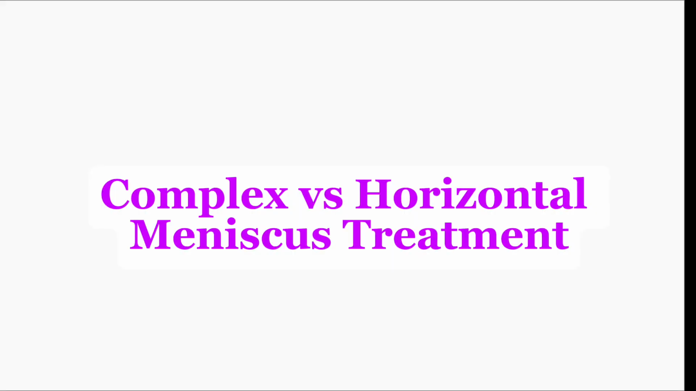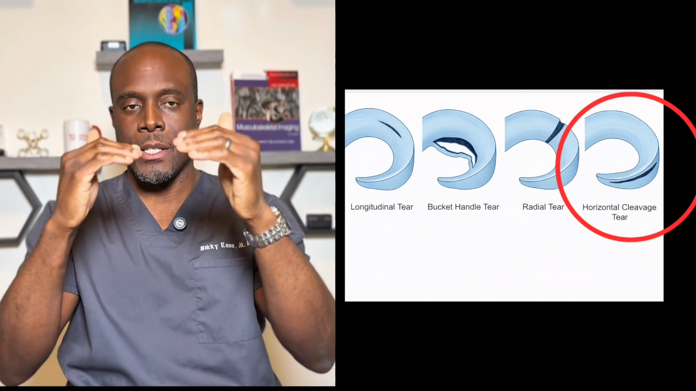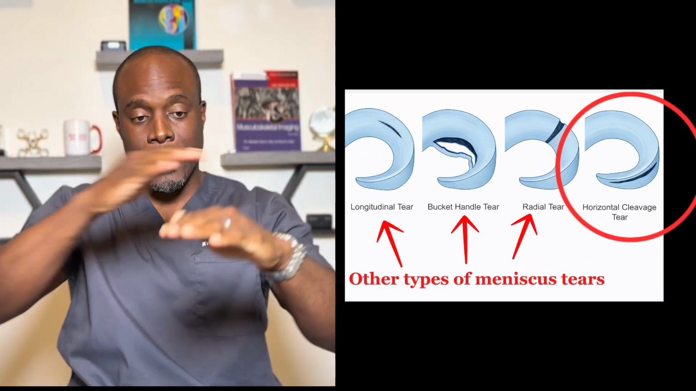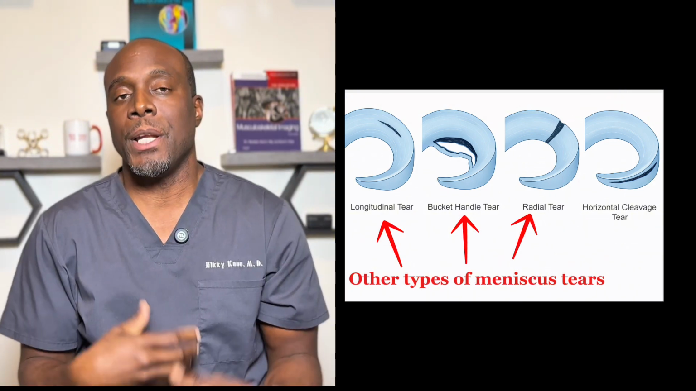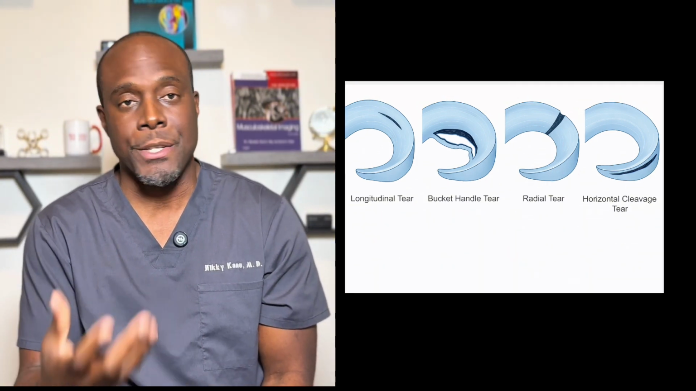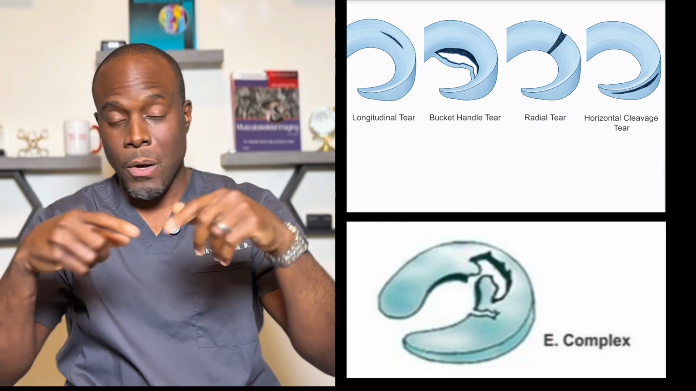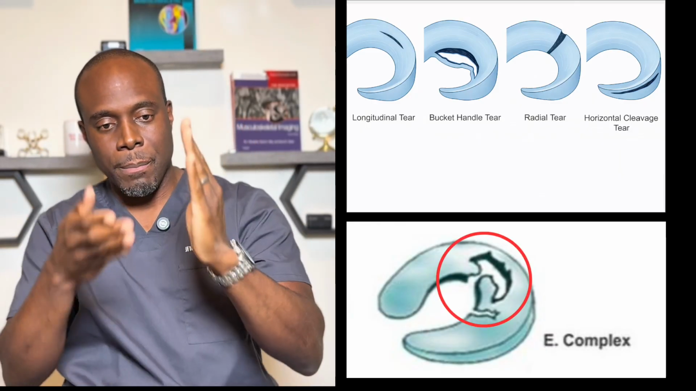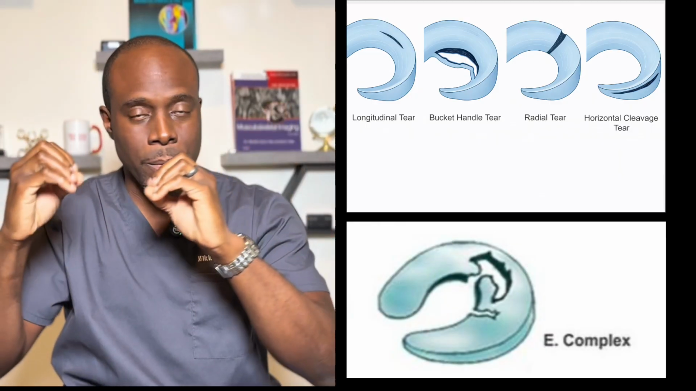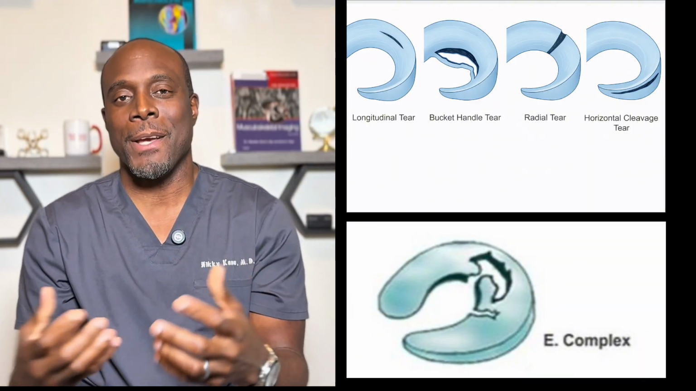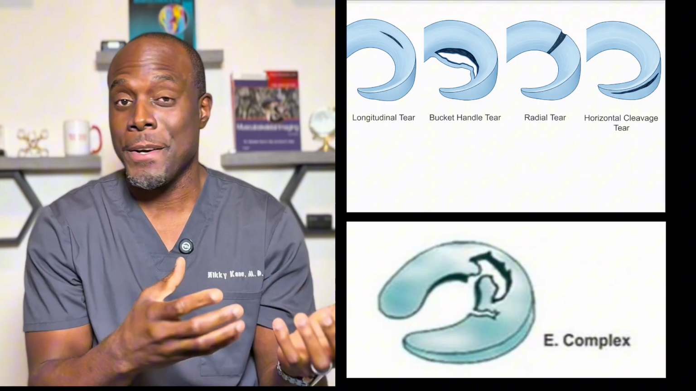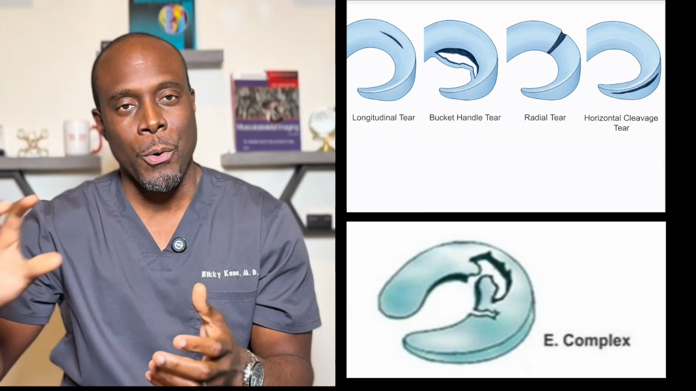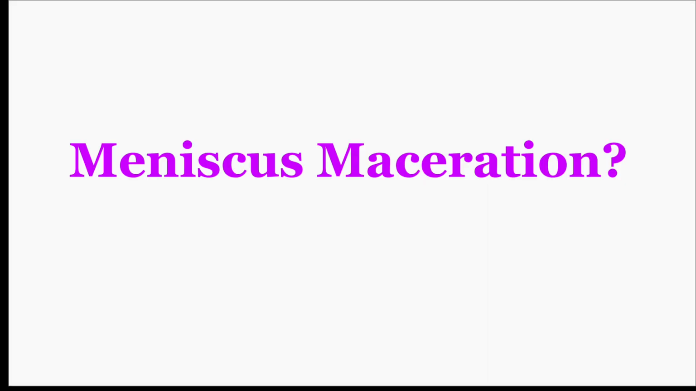All right, let's start with tears. Complex versus a horizontal meniscus tear. A horizontal tear splits the meniscus into a top and a bottom half. Basically, it splits horizontally. It's common in older patients from gradual degeneration. A complex tear goes in multiple directions, so you can have a horizontal component, a vertical component, an oblique component, all within that meniscus. The shape matters because it determines whether the surgeon can repair it or whether to remove the damaged portion.